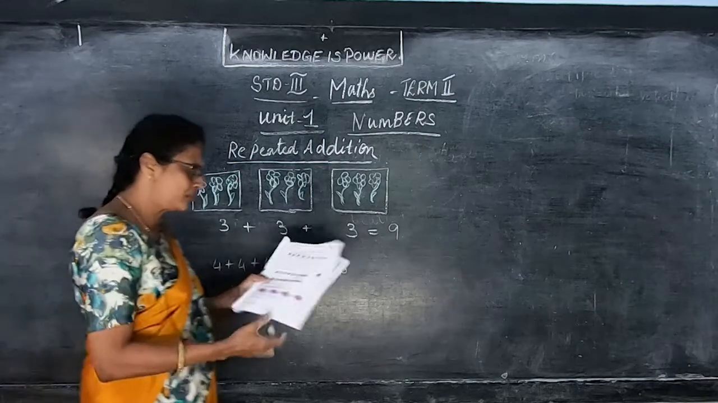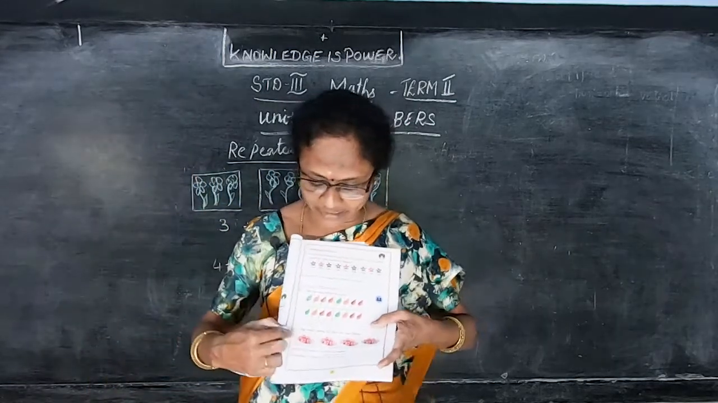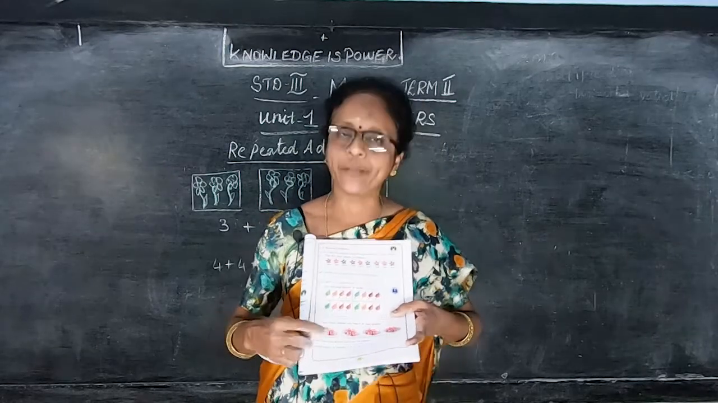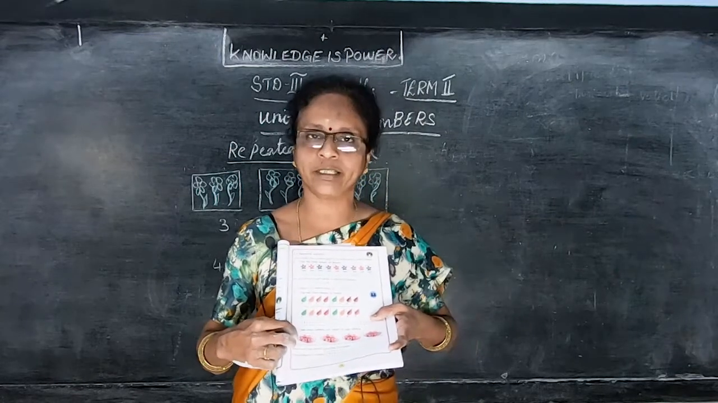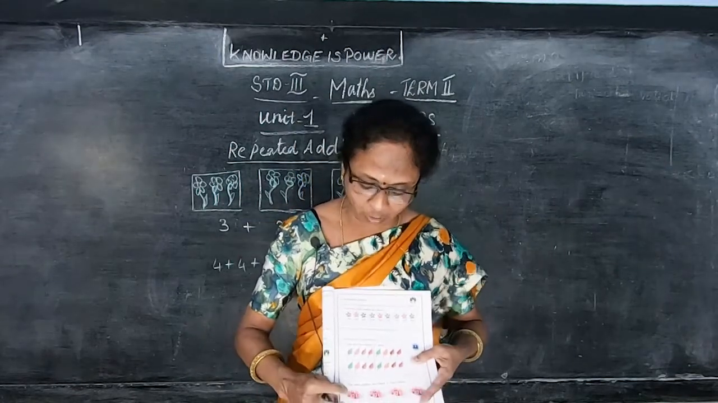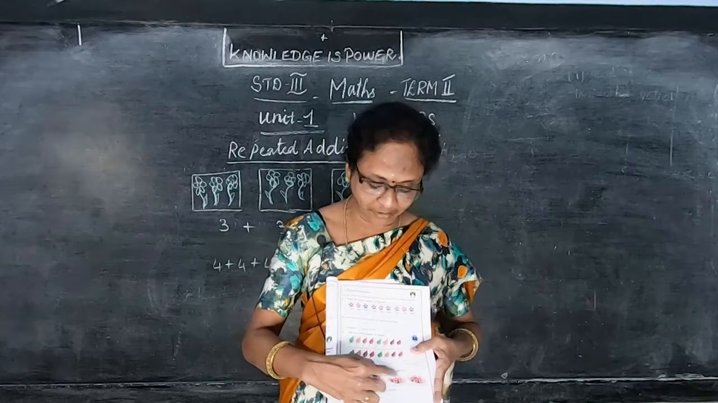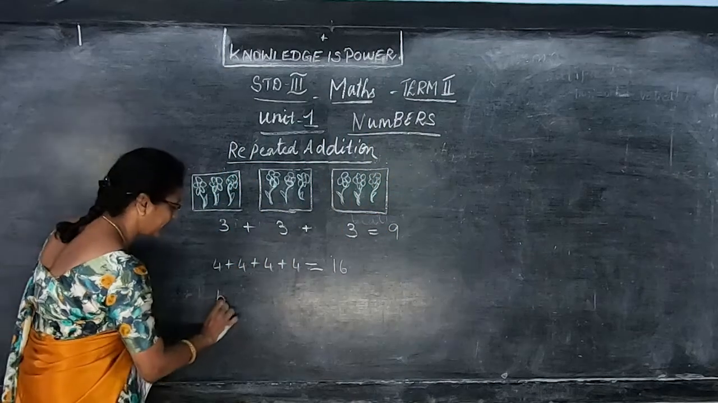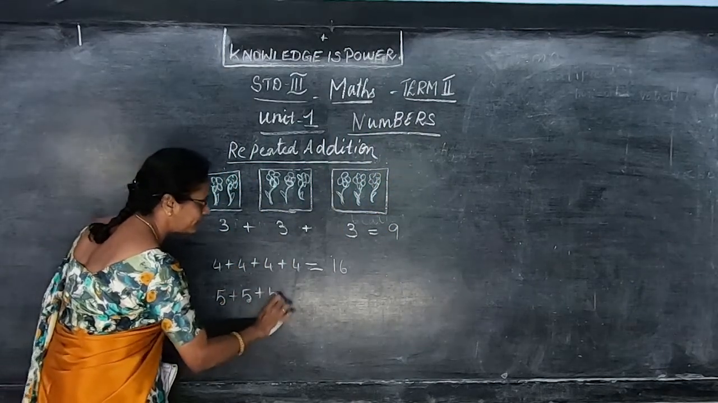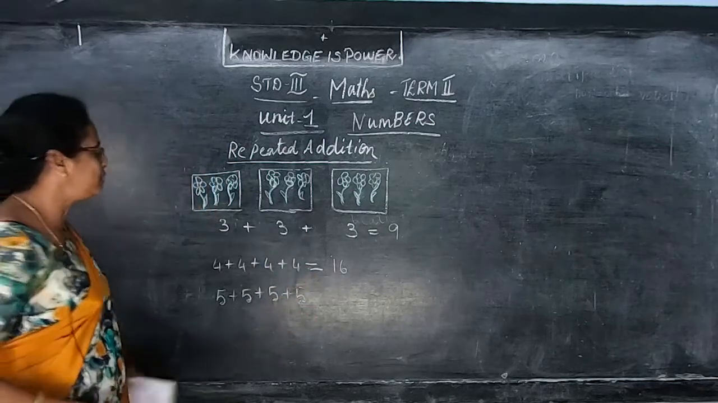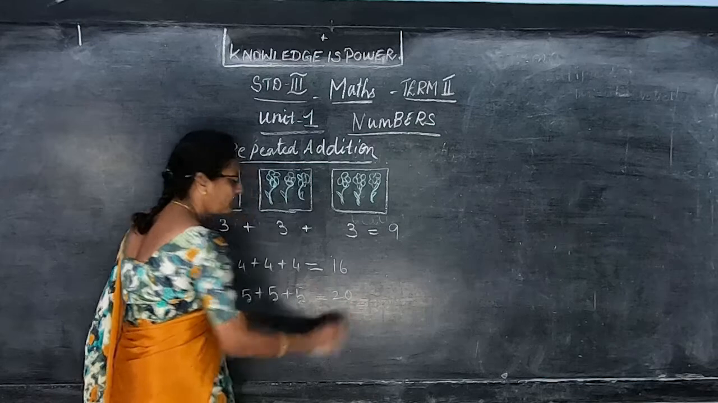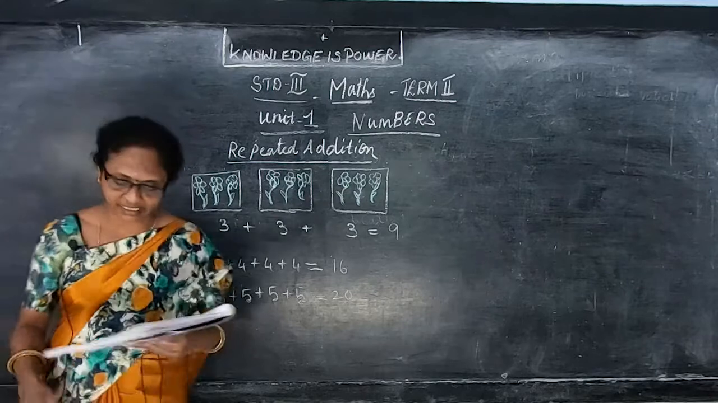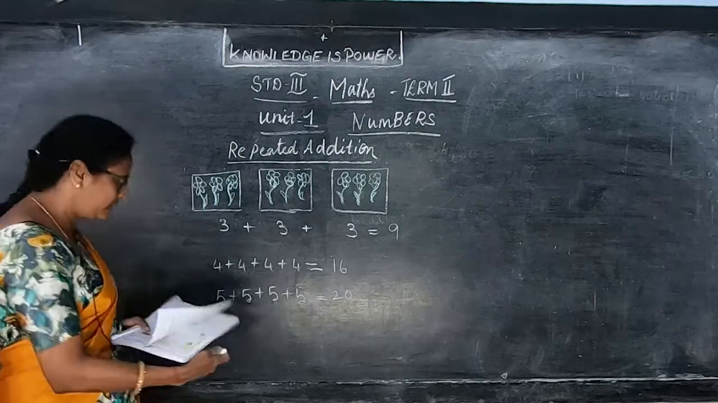Okay children, like that. Here the apples are there. How many plates are there? 1, 2, 3, 4. That is the groups. How many groups? 4 groups. Okay. In each group, how many apples are there? 1, 2, 3, 4, 5. Here 5. Here also 5. Here also 5. So how to write this? All the numbers are repeated. Apples are repeated. So 5 plus 5 plus 5. The numbers are repeated again and again. This is known as the repeated addition.